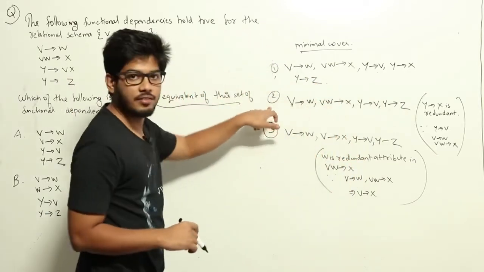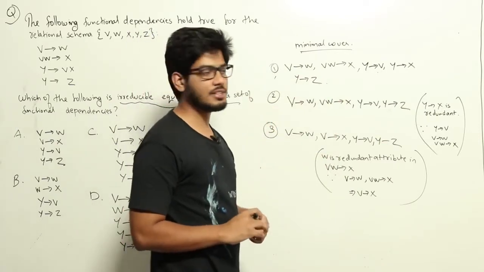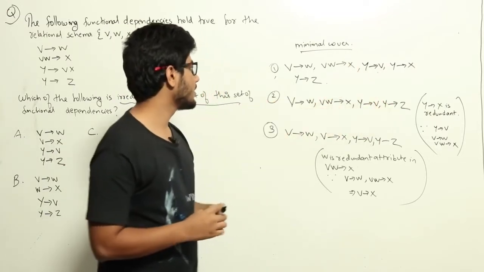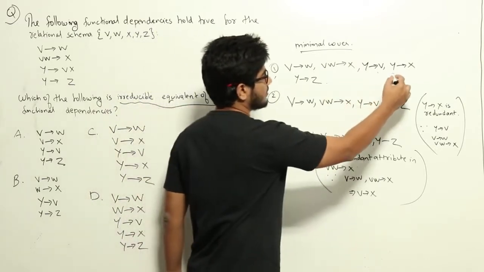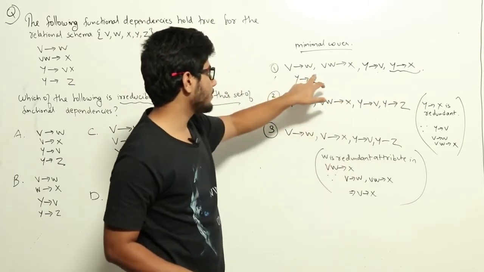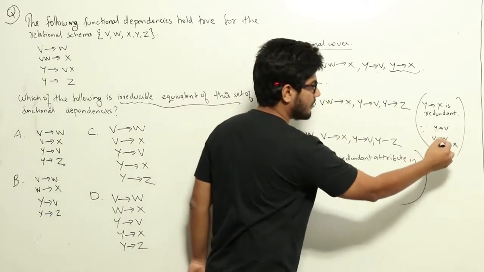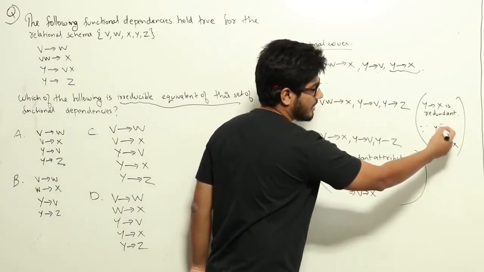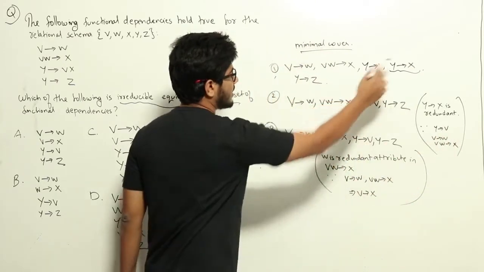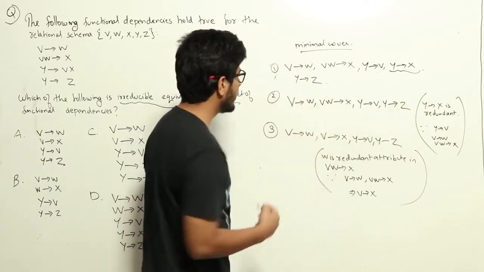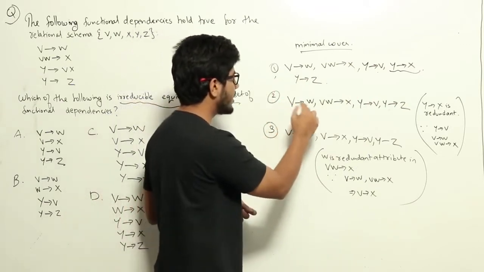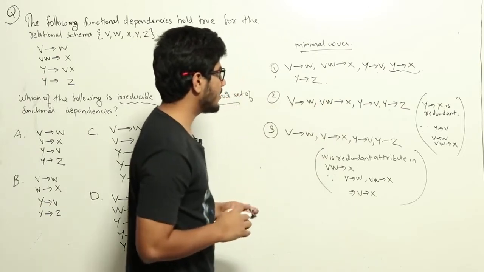In the second step, we need to remove redundant functional dependencies from this set. A redundant functional dependency is one which can be derived without that dependency being given directly. If you take a look here, Y gives X: you can see that Y gives V, V gives W, and VW gives X, meaning Y can give X indirectly through V without this functional dependency written here separately. So Y gives X is already covered and it is a redundant one which we can remove. There are no more redundant functional dependencies here. So after step 2, we'll get V gives W, VW gives X, Y gives V and Y gives Z.